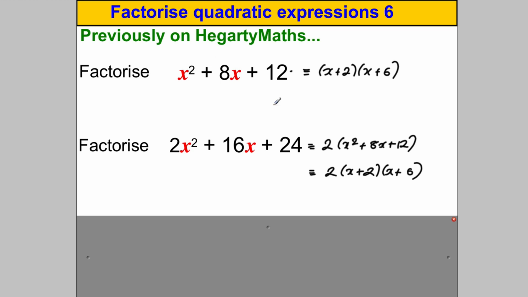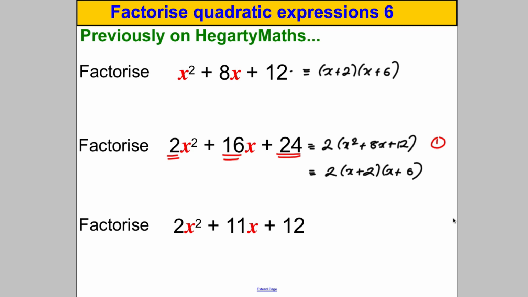How did you do them? Well, in this case here, when trying to think of the two brackets that this expression factorises into, you had to think of two numbers that multiplied to positive 12 and added to positive 8. They were 2 and 6, so x plus 2, x plus 6 were the two factors. And in this one, just before you launched into it, you were to look at the coefficients in front of the x squared, the x, and this number here, and you would have seen that there's a common factor of 2 in each of those. Factor that out, step 1, and then factorise the quadratic expression left over into two brackets, and you would have done. Now what we're going to do in this video is questions of the following kind.